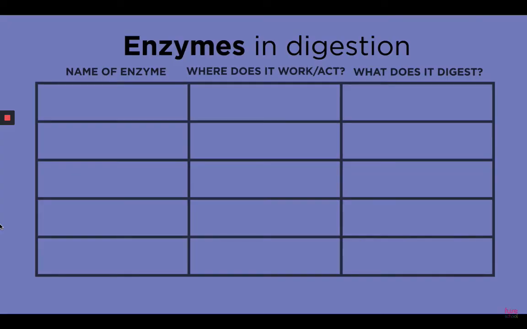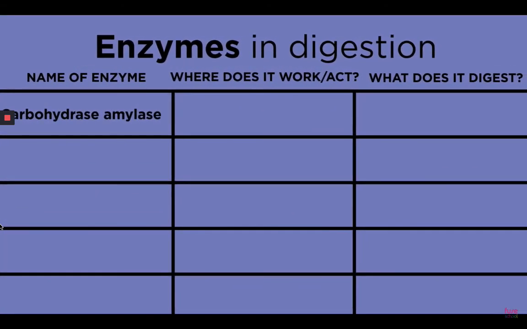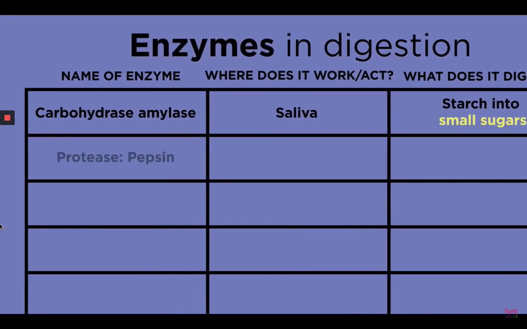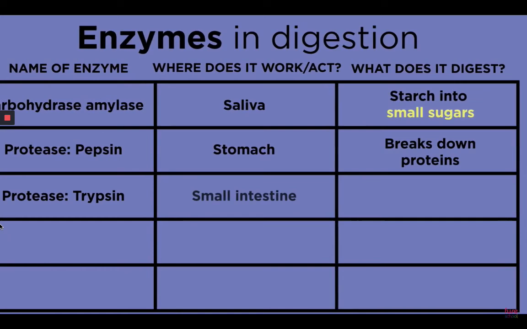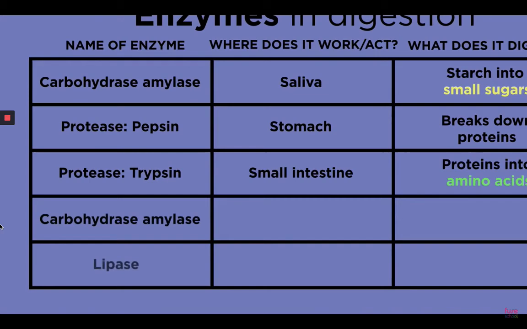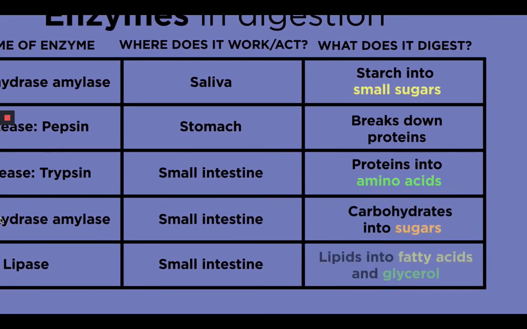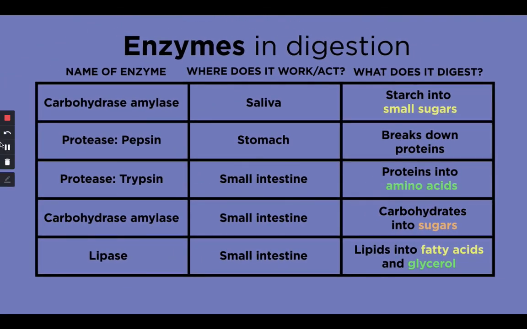So, to recap, the main enzymes involved in digestion: a carbohydrase called amylase is released in the saliva. This digests starch into smaller sugars. A protease called pepsin digests protein in the stomach. Then a protease called trypsin further digests proteins into amino acids in the small intestine. A carbohydrase called amylase and lipase are also released into the small intestine from the pancreas. They digest carbohydrates into sugars and lipids into fatty acids and glycerol. These molecules are small enough to be absorbed into the blood.